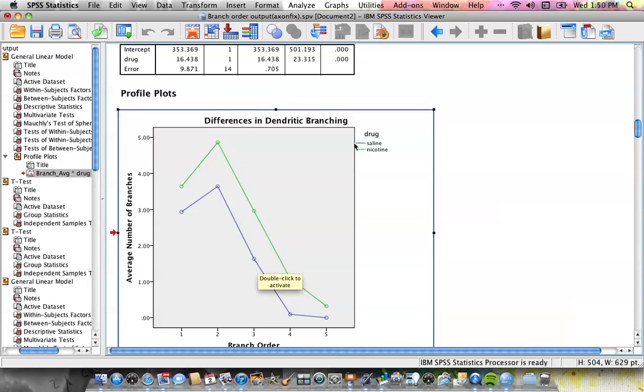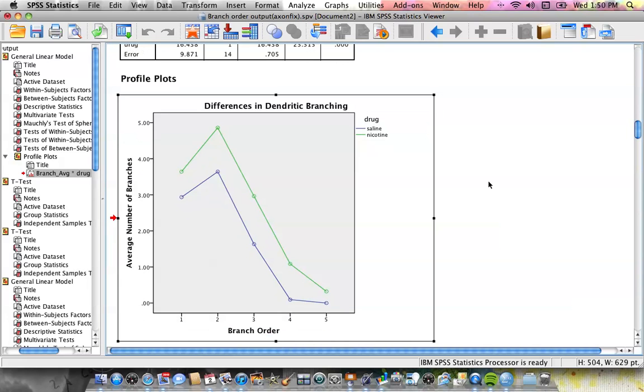We have a legend over here. It shows us that, yes, the blue line is saline, the green line is nicotine. And I also went through and relabeled them so they're even easier to understand when you're looking at it. So you know you're looking at differences in dendritic branching. You've got two groups that you're looking at, nicotine and saline. Over here is just the average number of branches, and then this is the branch order. So for branch order 1, an average of close to 3 for saline, and close to 3.7 or so for nicotine, and so forth.